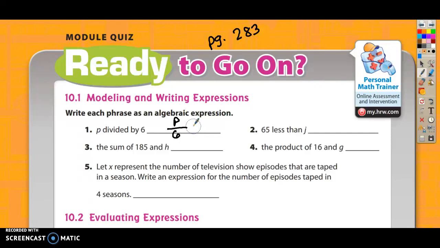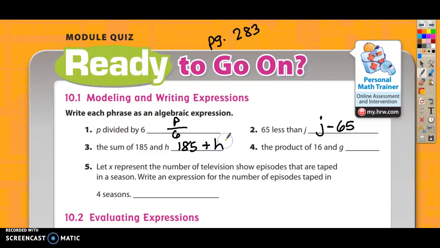65 less than j. Since 65 is less than j, that means j has to go first. So this is j minus 65. I know that might seem backwards because they give us the number and the variable in the opposite order from what they want here. But it says that 65 is less than j, so it's j minus 65. The sum of 185 and h just means to add, and the order is just fine, 185 plus h.